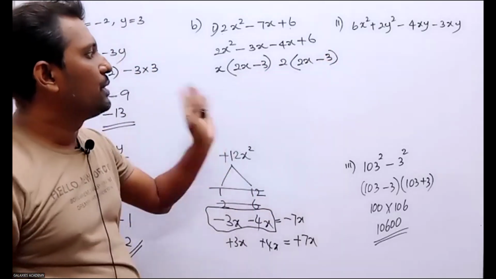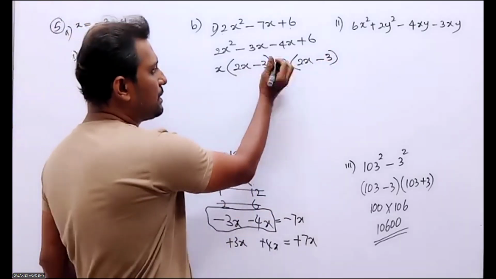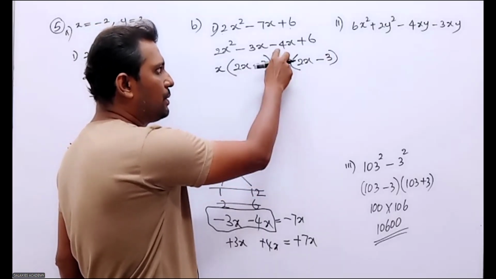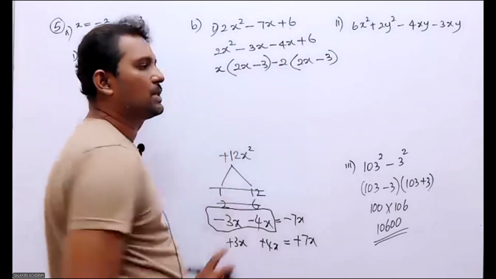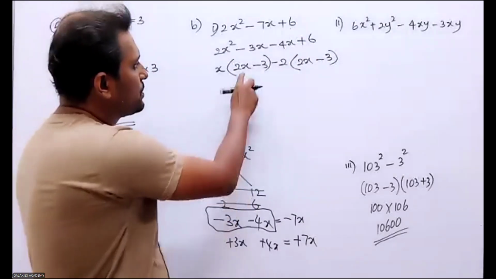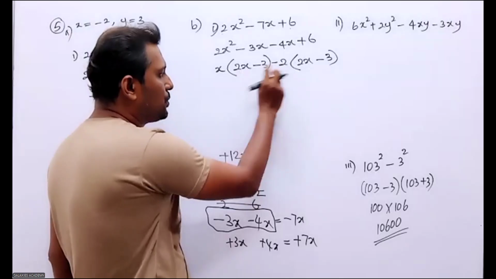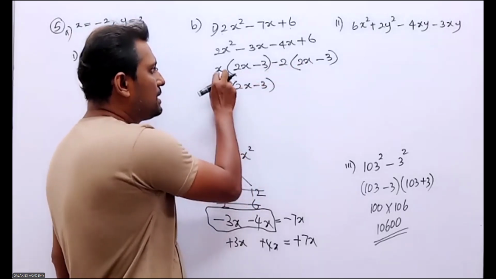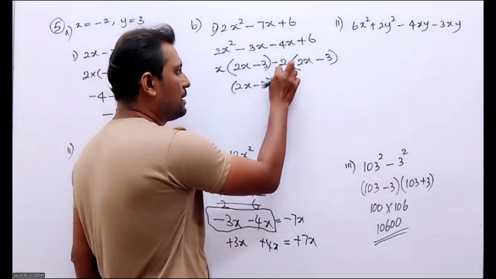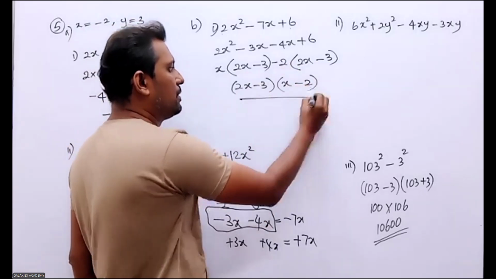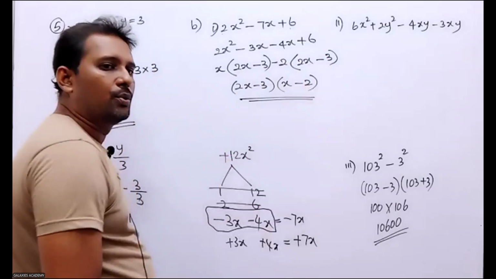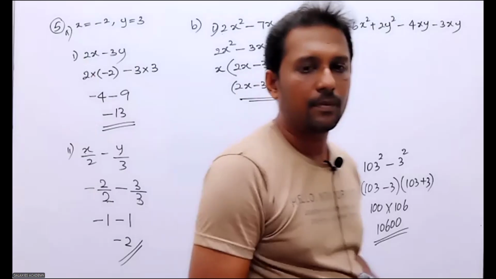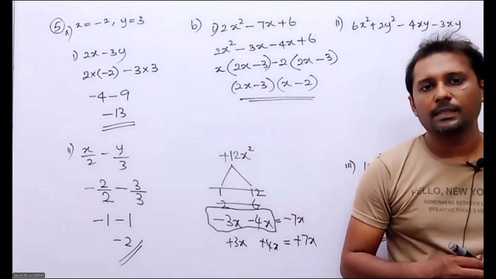So which sign do you have to take outside the bracket with the 2? This one should be negative, no? Why? Because negative multiply positive is negative, negative multiply negative is positive. Right? So look inside the bracket, 2x minus 3 is again common. From this one remaining x and this one remaining minus 2. So what are the factors? 2x minus 3, x minus 2. Right?